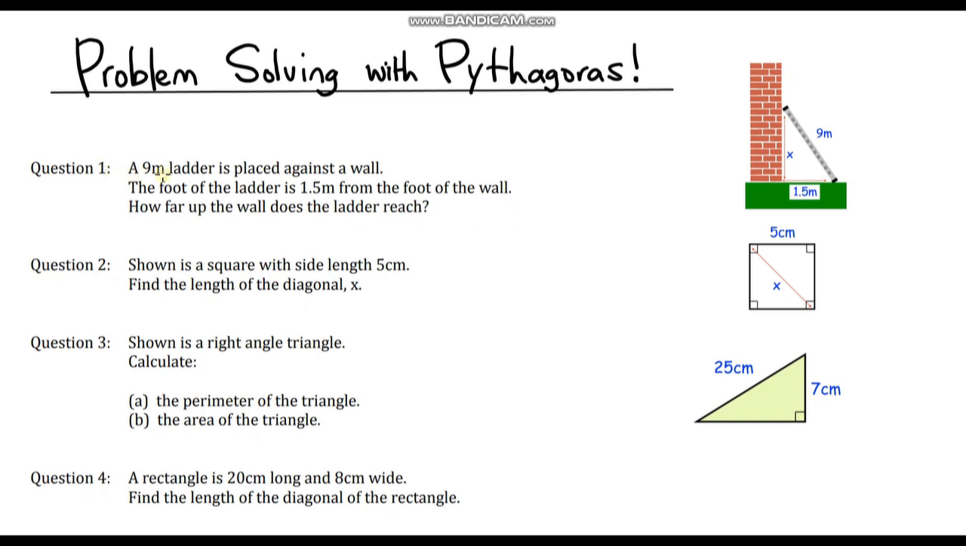So question 1, a 9-meter ladder is placed against a wall, which we can see over here. The foot of the ladder is 1.5 meters from the foot of the wall, so that's this distance here. How far up the wall does the ladder reach? So we need to calculate this distance here, which is x.